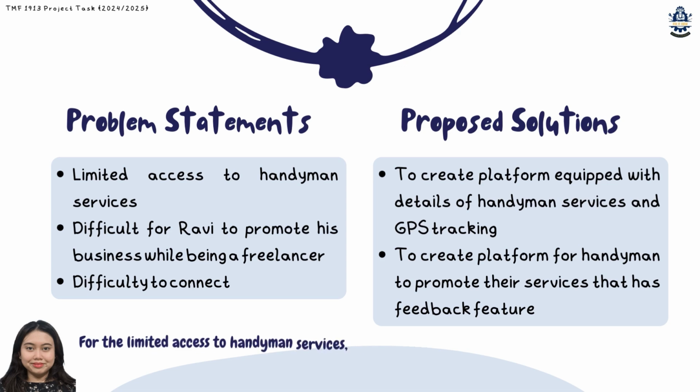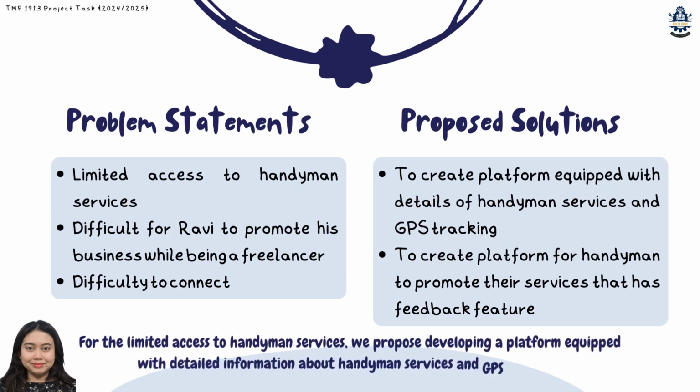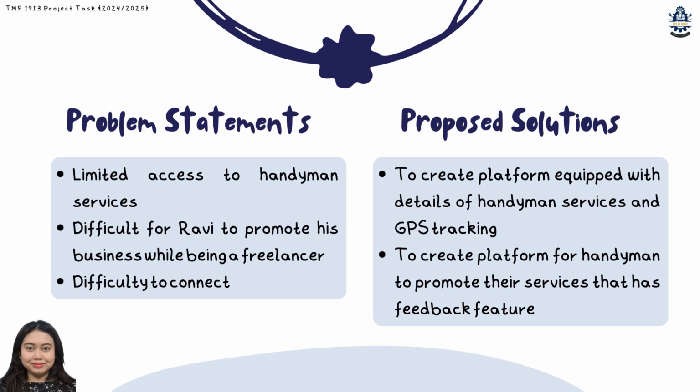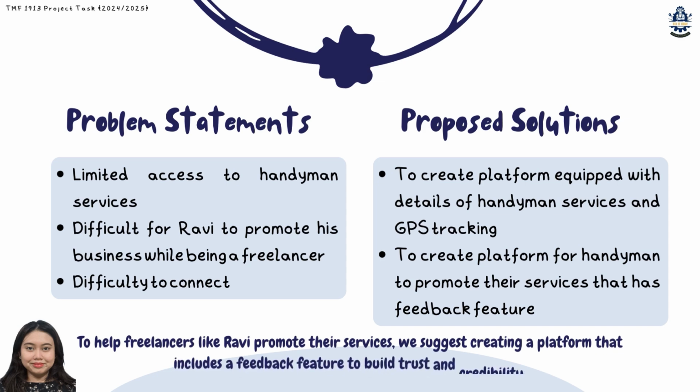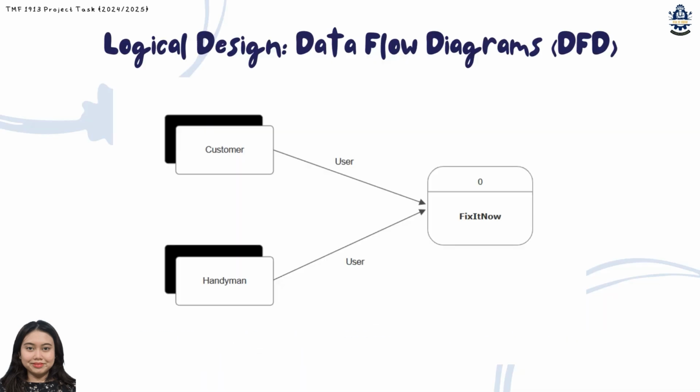For the limited access to handyman services, we propose developing a platform equipped with detailed information about handyman services and GPS tracking. To help freelancers like Ravi promote the services, we suggest creating a platform that includes a feedback feature to build trust and credibility.